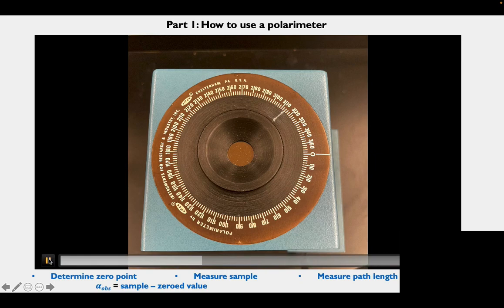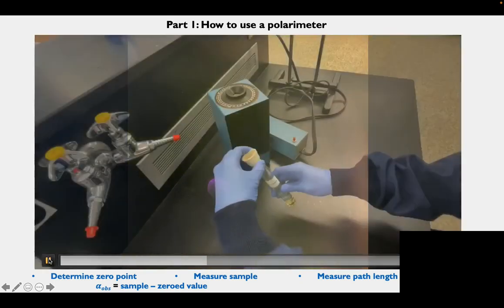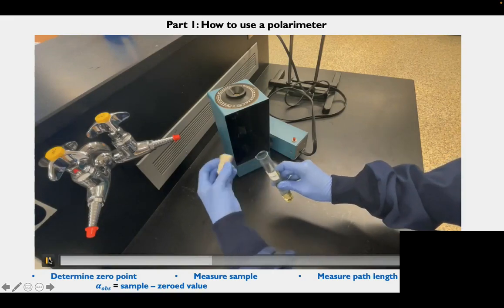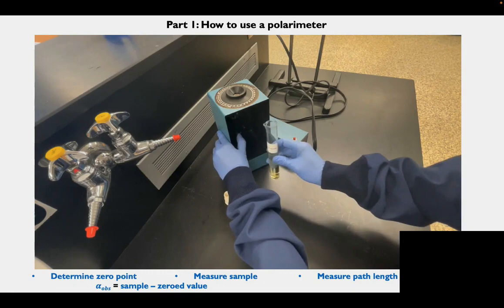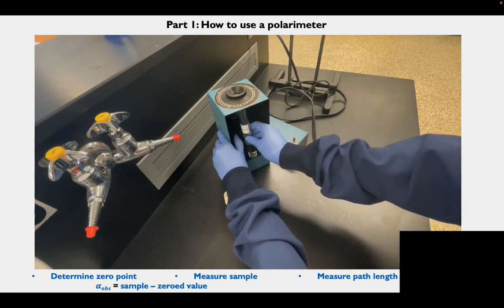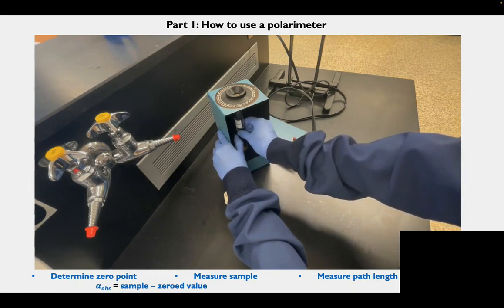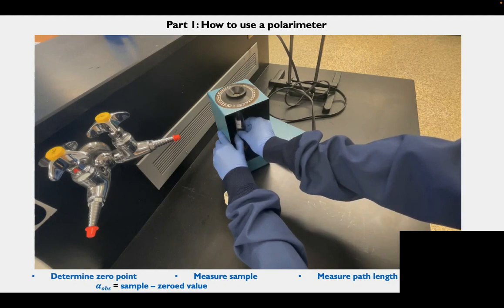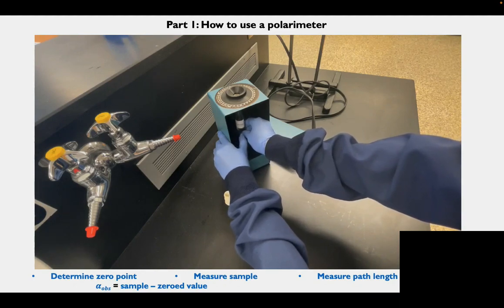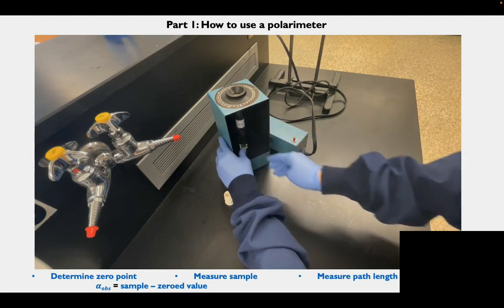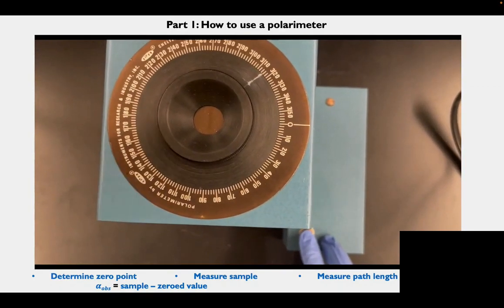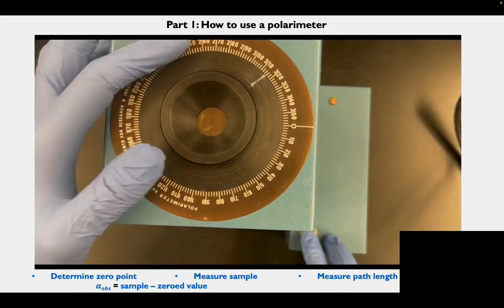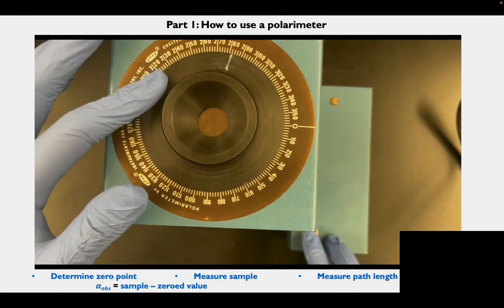After finding your 0 point, you're going to next place the cylinder containing your sample into the sample holder. Now, this sample may be in solution, or it could be a neat or pure sample, or a solution that you may have to prepare as indicated. And again, you want to measure the rotation by turning on the light, rotating the dial until it turns dim.